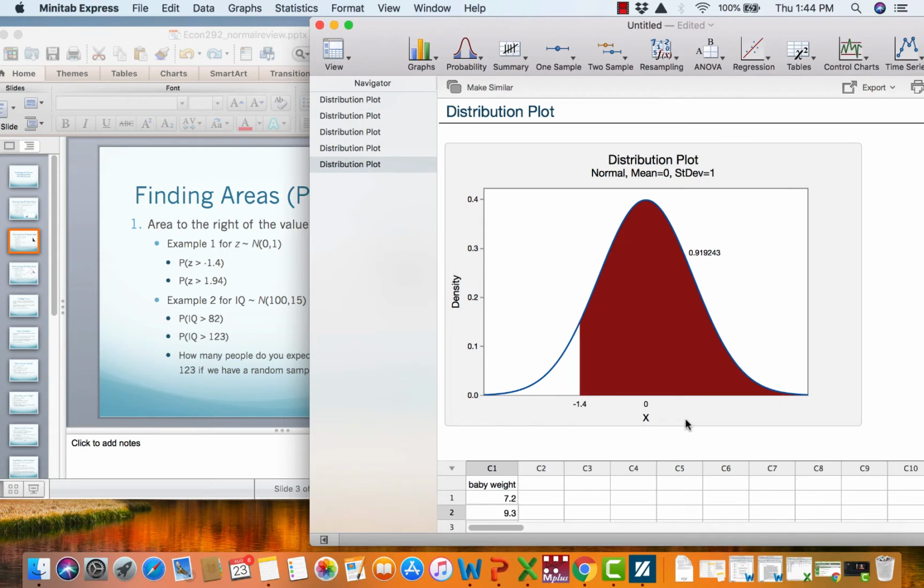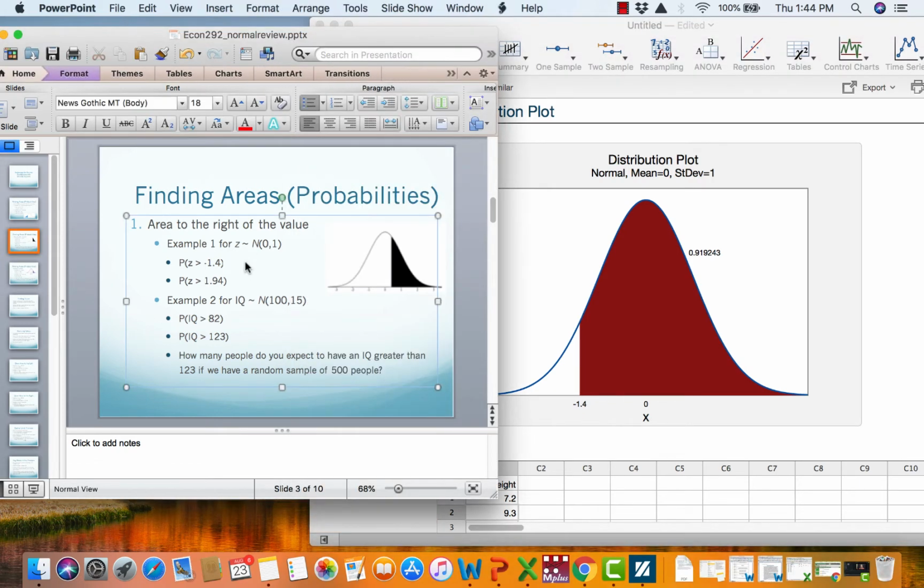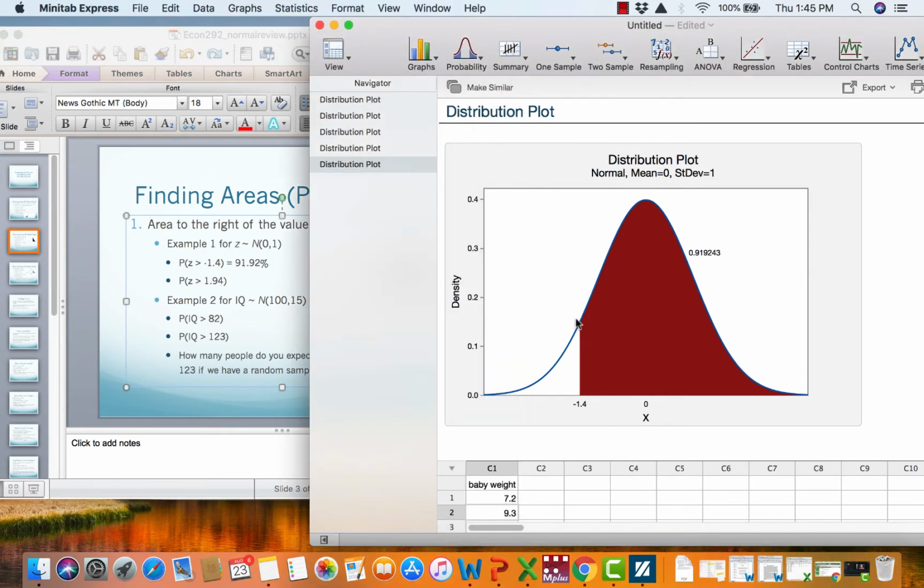All right, and now again we see everything to the right of negative 1.4 is shaded, and we want to write this decimal as a percent rounded to the hundredth, so that would be 91.92%. All right, let's do another one using make similar.